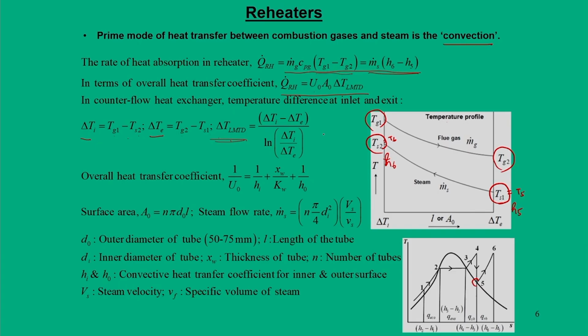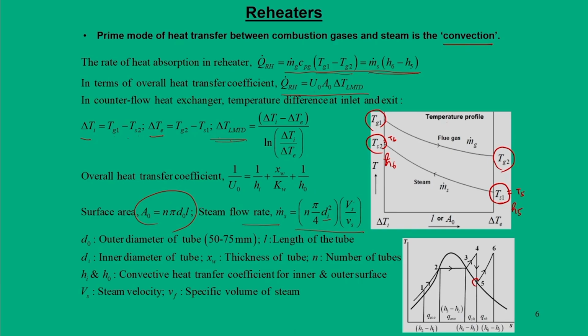Once you have these expressions, we can link them to the outer surface area, that is n times pi d0 into L. We can also link the steam flow rate expressions, because steam goes through the tubes which have inner diameter di and the number of tubes is n. So, you can find the effective area, and from area into density of the steam, the mass flow and velocity of the steam. Knowing this, we can solve this problem of a counter flow heat exchanger unit and get the desired parameters.